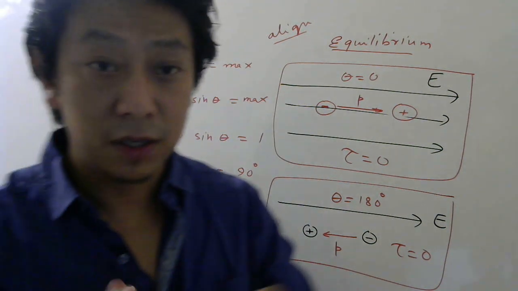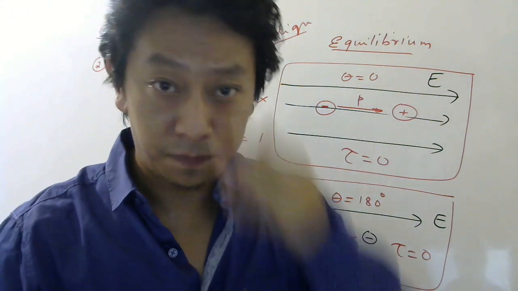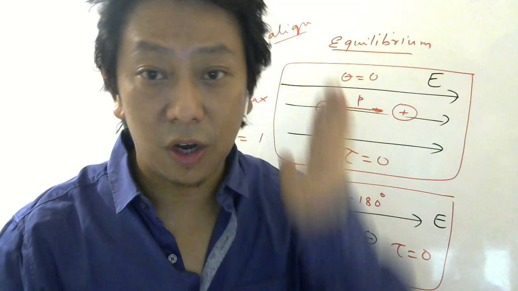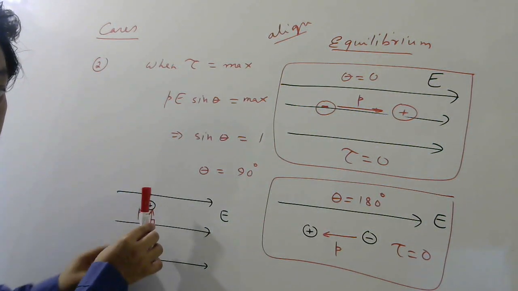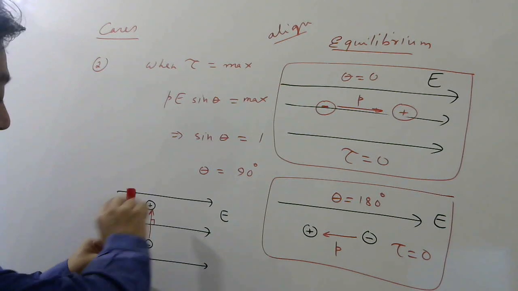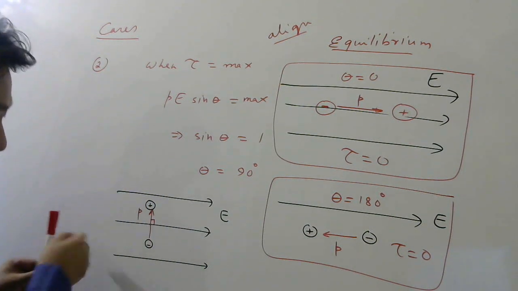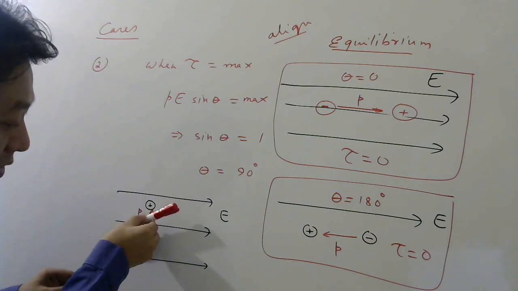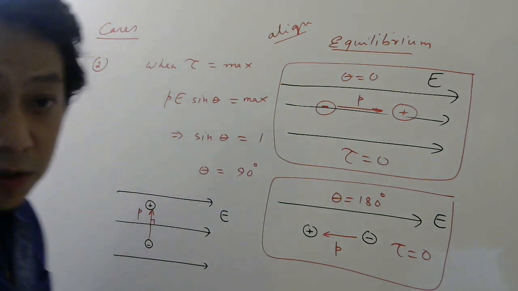Equilibrium means what, students? If you keep it at rest and leave it, it will remain at rest because net force and net torque are 0. Here, if you keep this at rest and then leave it, it will not stay at rest because this plus charge will feel a force this side and this minus will feel a force this side, so it will rotate. And when it comes here, at that time the torque will be 0. Understood or not?